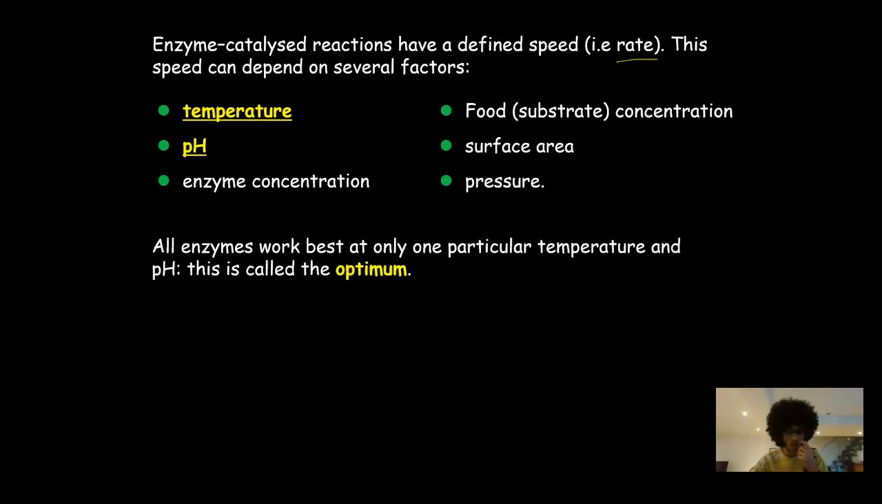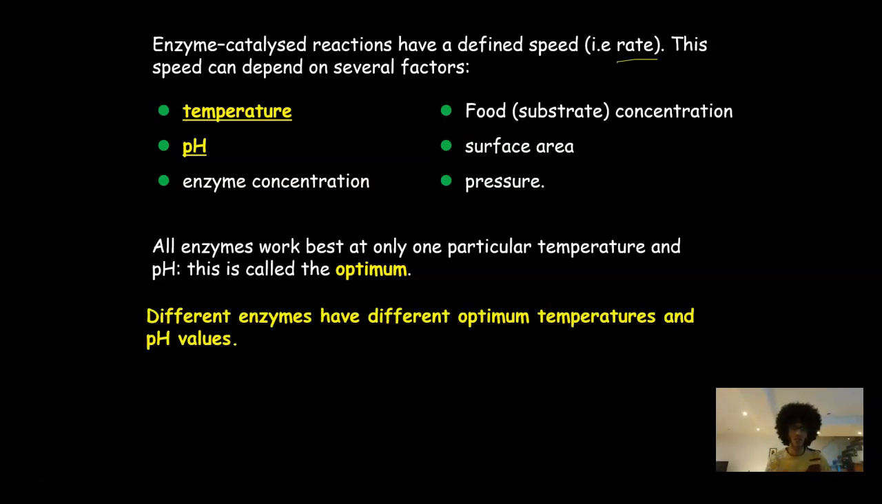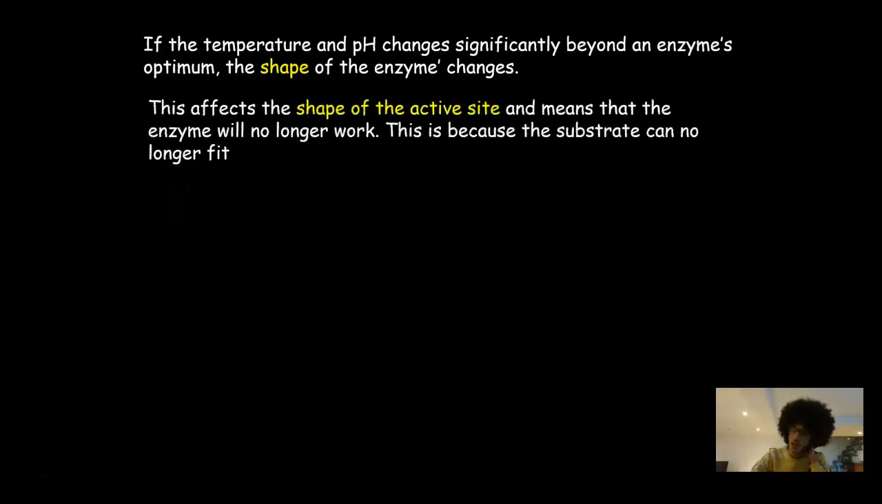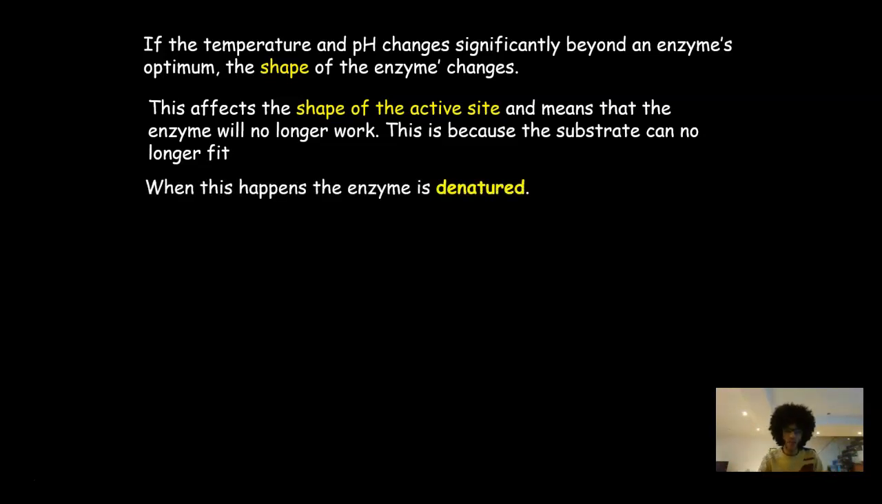Now, all enzymes work best at a particular temperature and a particular pH, and that's called the optimum. Different enzymes have different optimum temperatures and different pH values at which they work best. If you change the temperature and the pH significantly beyond the optimum, the shape of the enzyme changes. And if the shape of the enzyme changes, it changes the active site shape. That means the enzyme can't work anymore because the substrate can't fit into the enzyme's active site. When that happens, the enzyme is what we call denatured, and that means the shape has changed to the point where it won't work anymore.